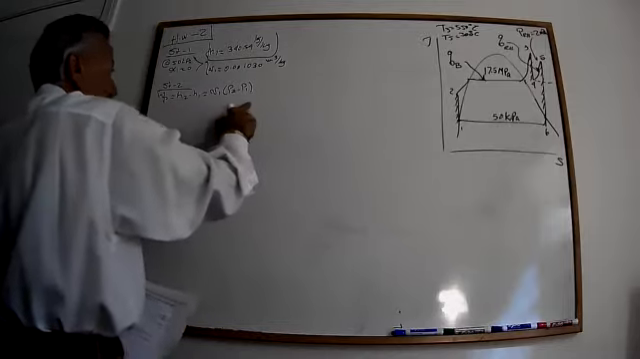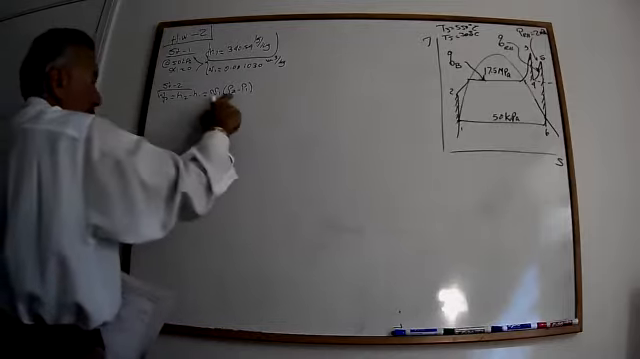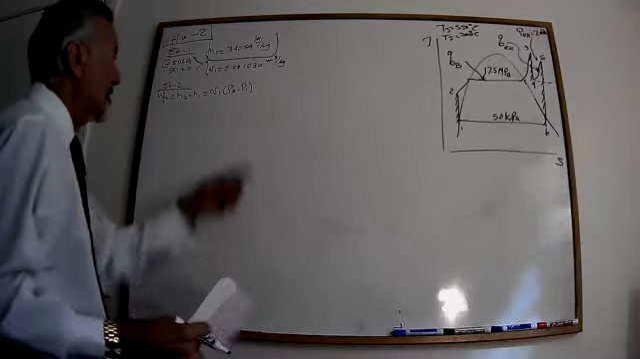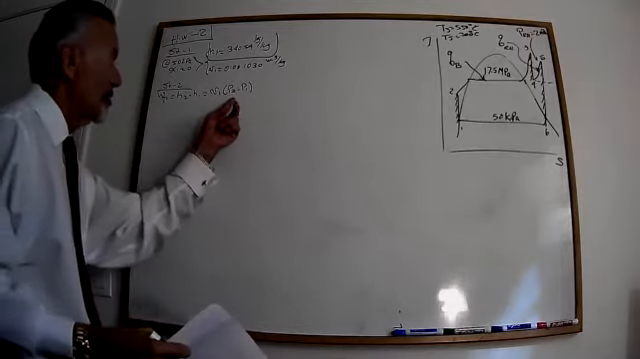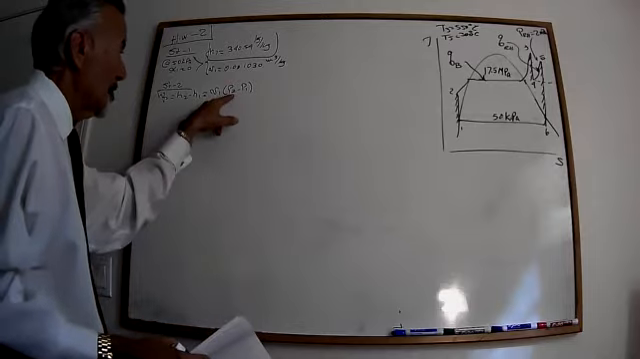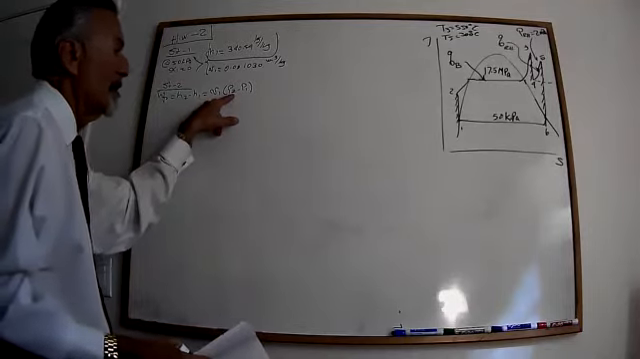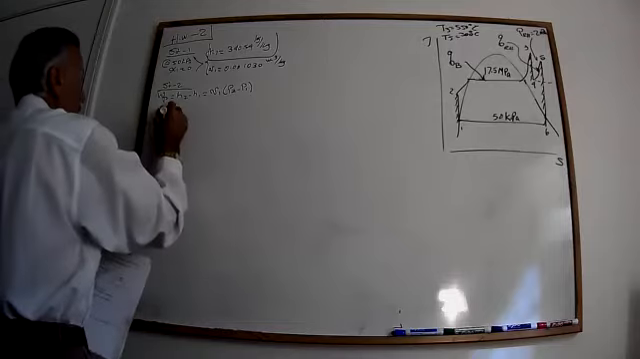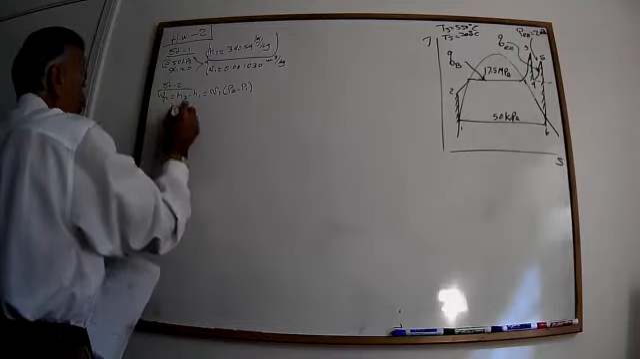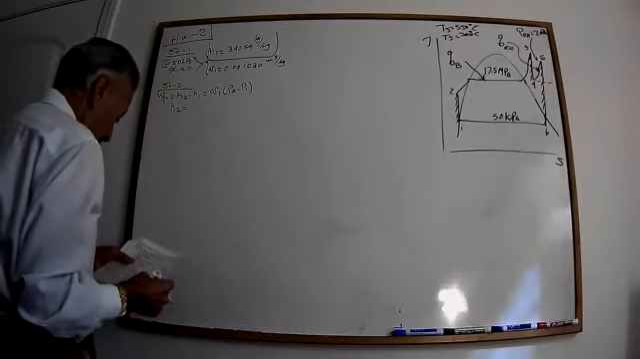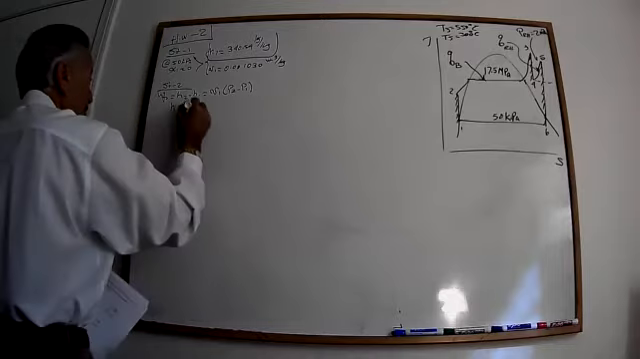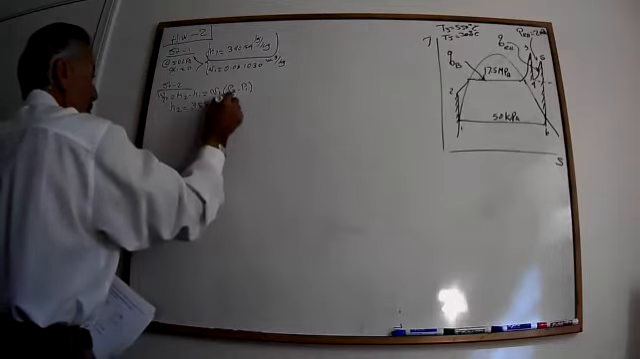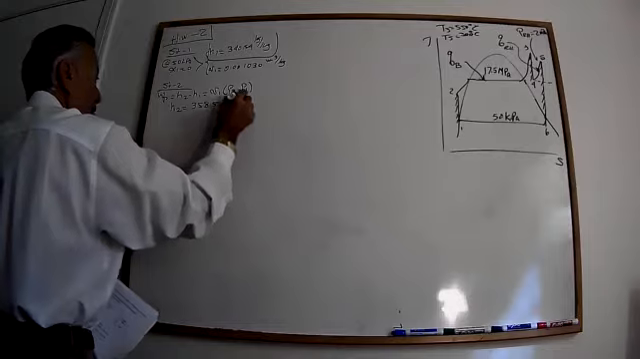Plugging everything in, paying attention, this is 17.5 megapascal. That means 17,500 kilopascal you need to put there. Don't put 17.5, because then you're going to have a problem. In this case, our H2 value becomes 358.51 kilojoule per kilogram.